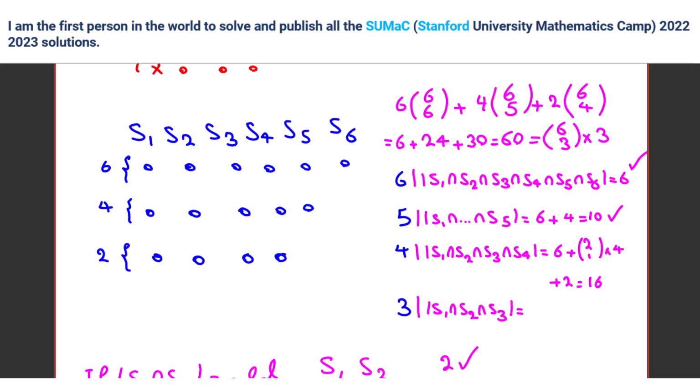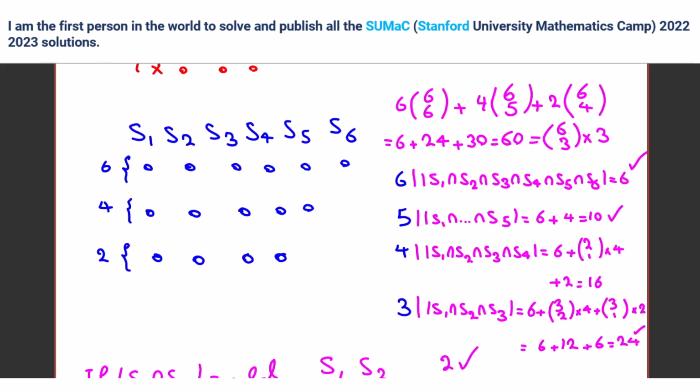Is it basically 6 plus 3 choose 2 times 4 plus 3 choose 1 times 2? Exactly. Oh, so it would be 6 plus 12 plus 6, which is 18, 24. Which satisfies all of them, right?